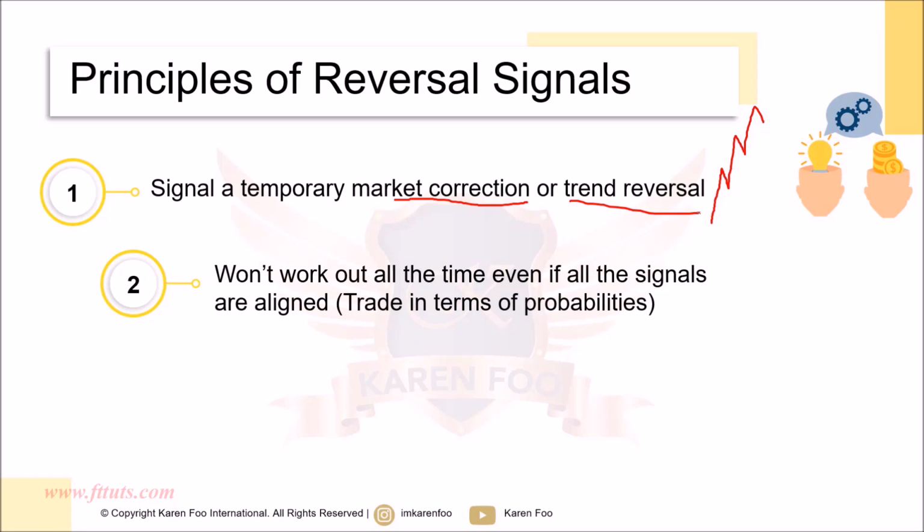And the other thing is that reversal signals, just like any other indicators, won't work out all the time. So even if all the signs tell you that it is time to buy, the fundamentals and the technicals tell you that it is time to buy, the trade will still go wrong, because this is just part of trading. So that's why we don't predict the market. What we trade is in terms of probabilities.